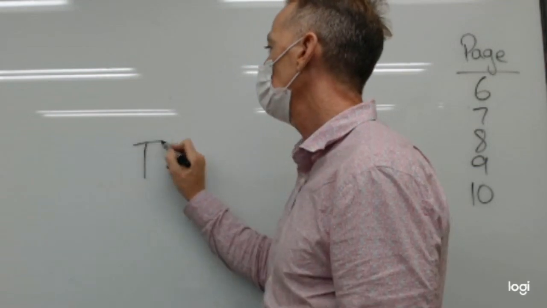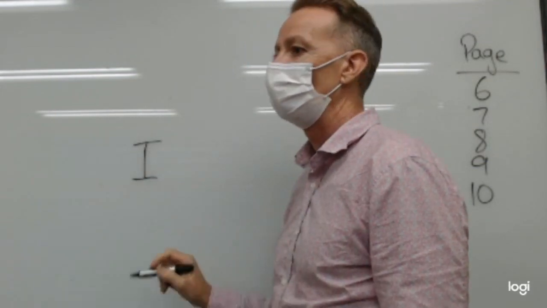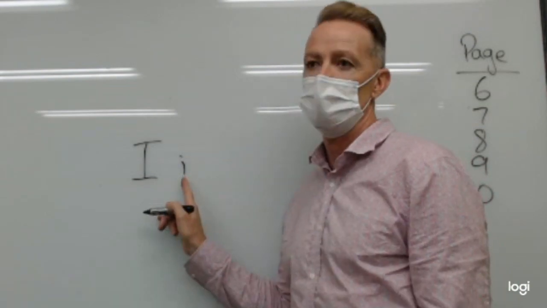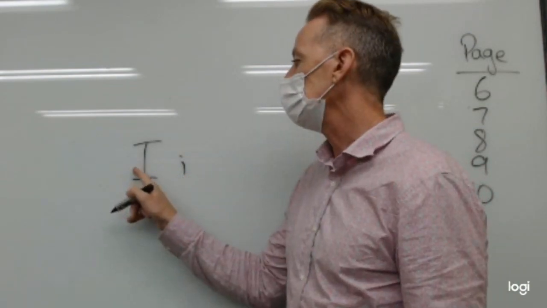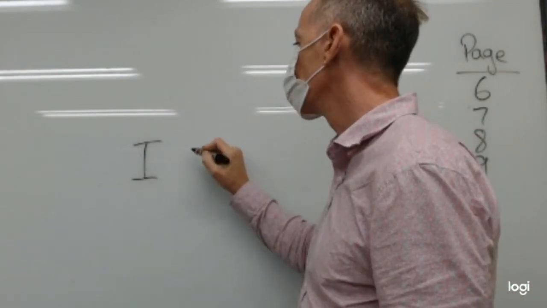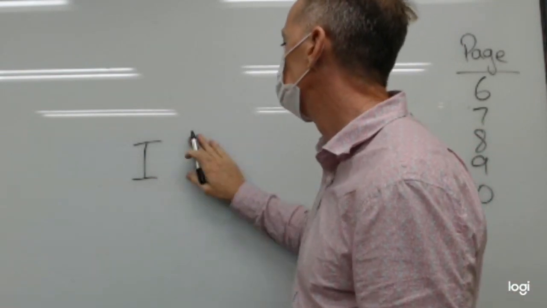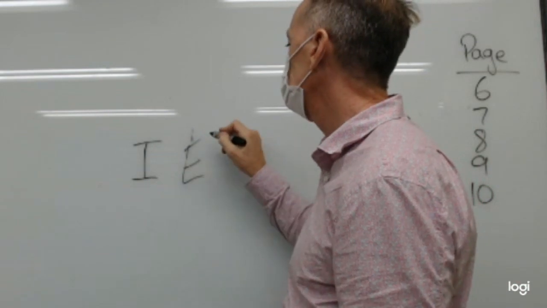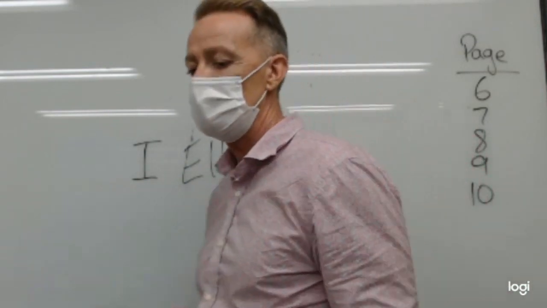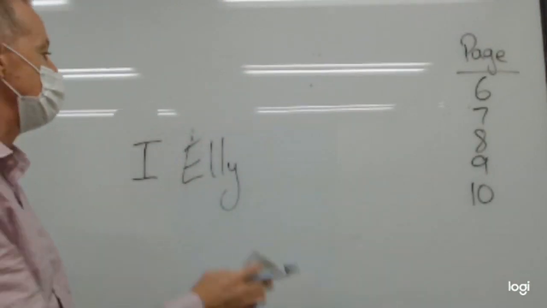Special name. What about I? Do you ever write i by itself? No, always I is like this, a capital. What about a name? What about Ellie? Yes, with a name. Alright, let's do the exercise, please.